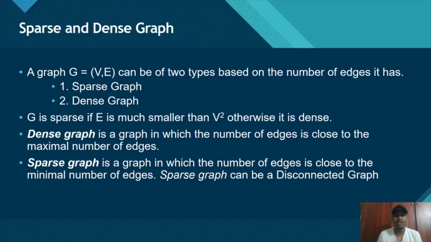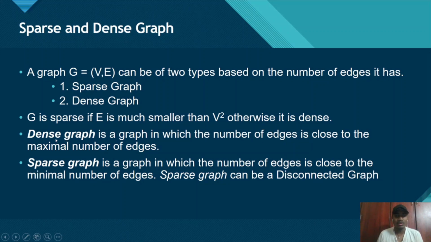There are two types of graphs, sparse and dense graphs. A graph G equals (V, E), where V is the set of vertices and E is the set of edges. Based on the number of edges, the graph is divided into two types: sparse graph and dense graph. The graph G is called sparse if the number of edges is much smaller than V squared. Otherwise it is called dense.